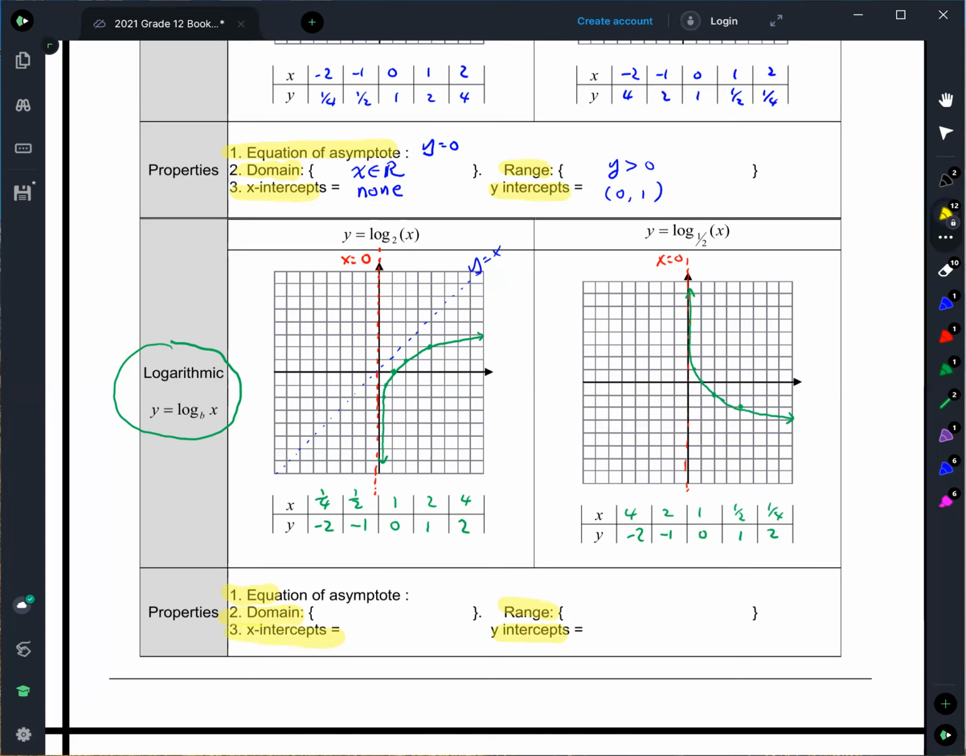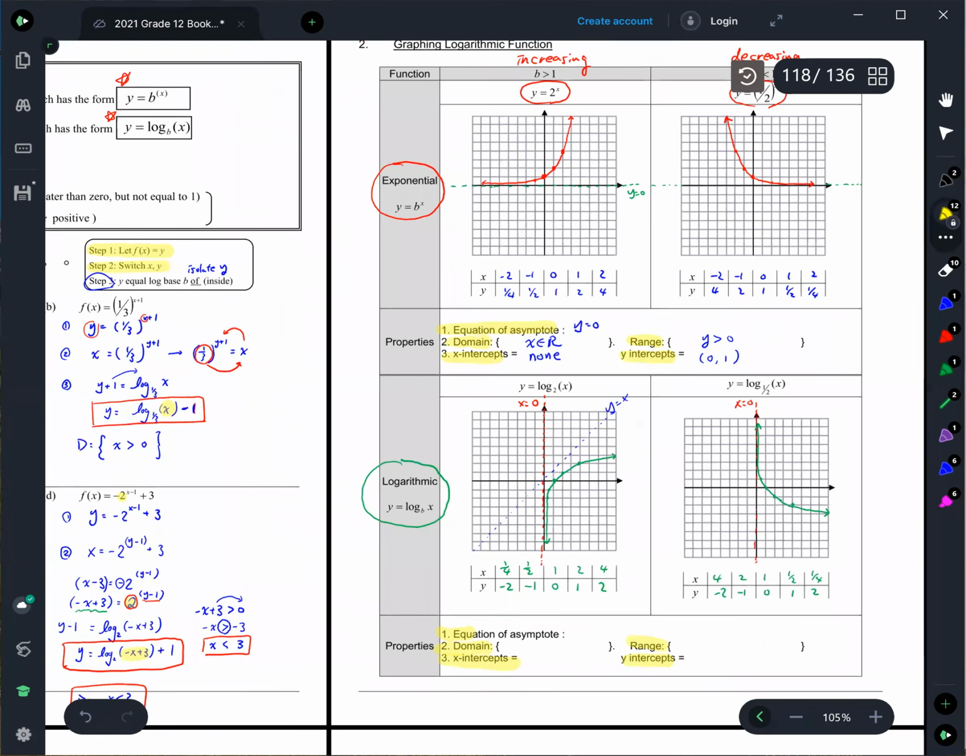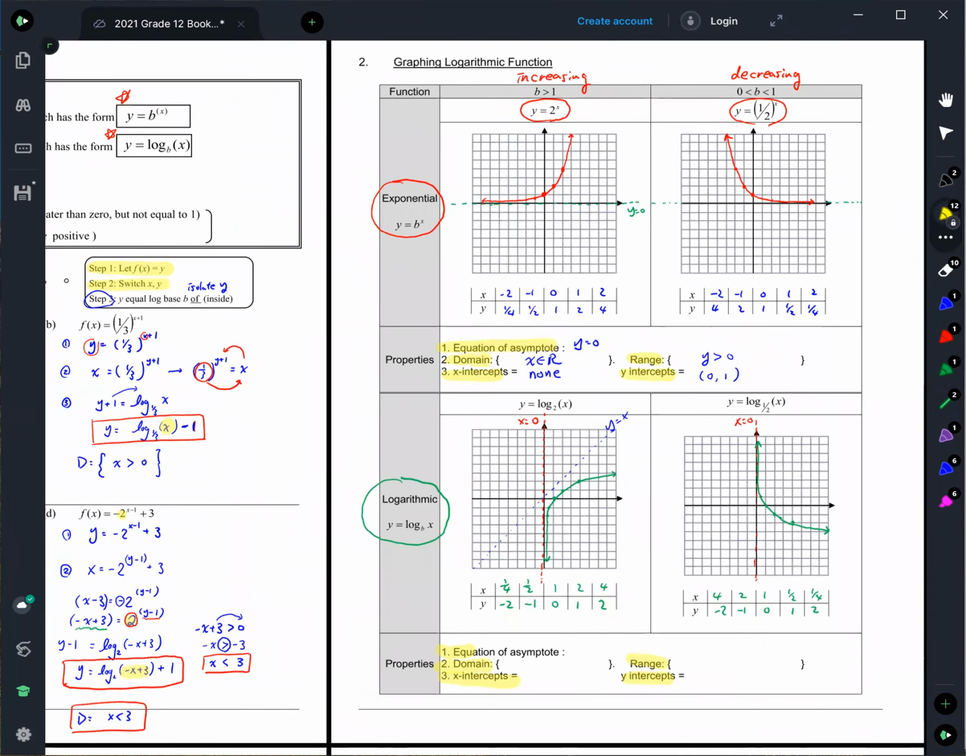Okay, so basically we finished this chart already. Okay, this graph. Yeah, you can copy this down, this table. All right, everyone, if you finish the bottom part, the asymptote, domain, range, and intercept, please raise your hand.